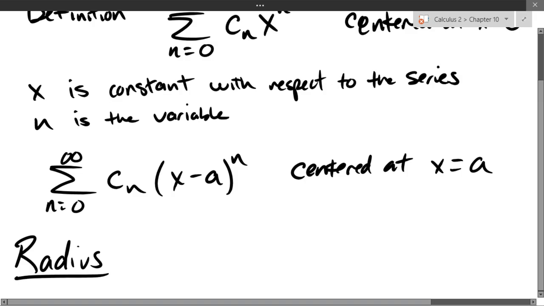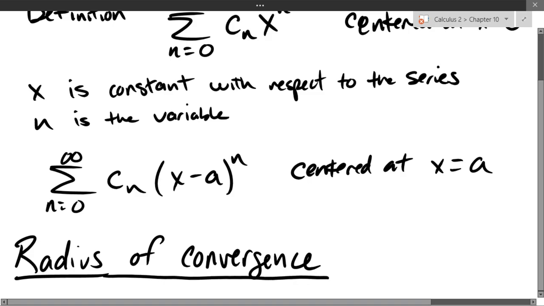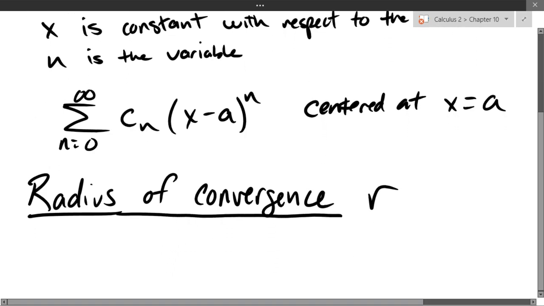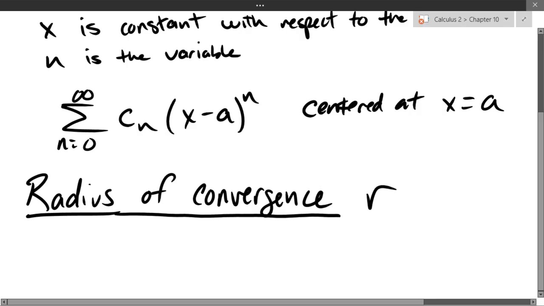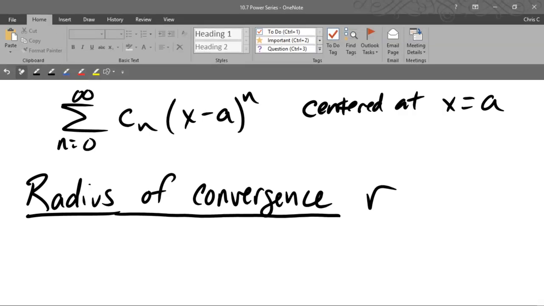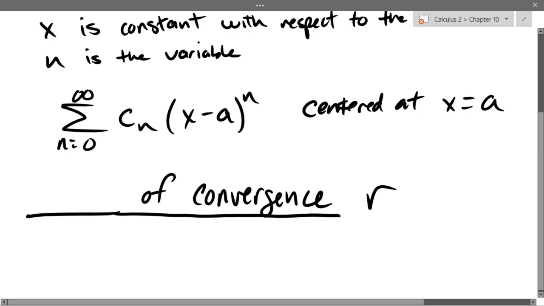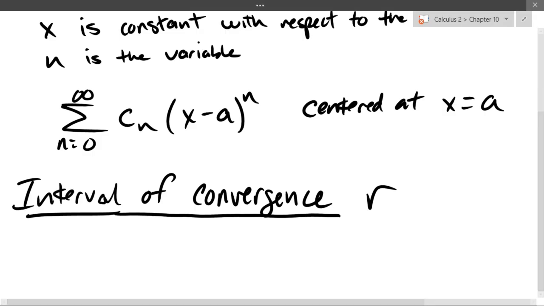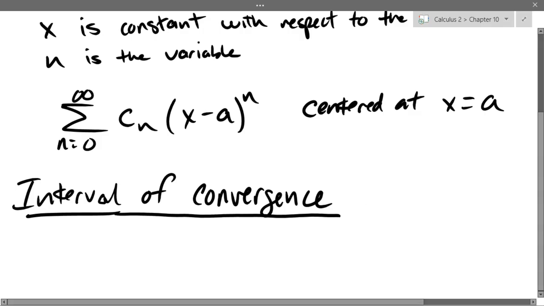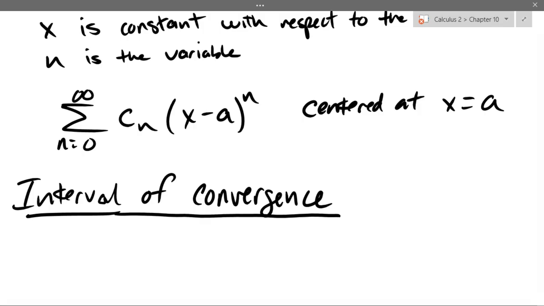So our radius of convergence, we'll use the letter R. Let's go with the interval of convergence instead, and then I'll define the radius off of the interval. Now, just to warn you, the interval is not necessarily open or closed. It could be an open interval, could be closed. It could be open on one side, closed on the other, or closed on one side, open on the other. So it's just going to be some interval.